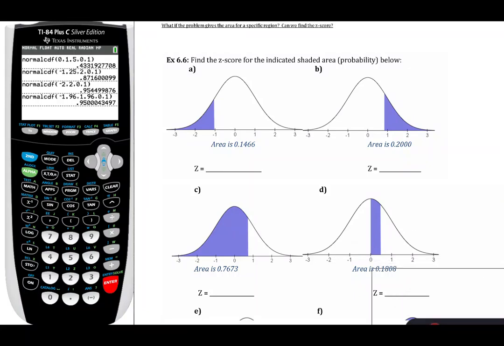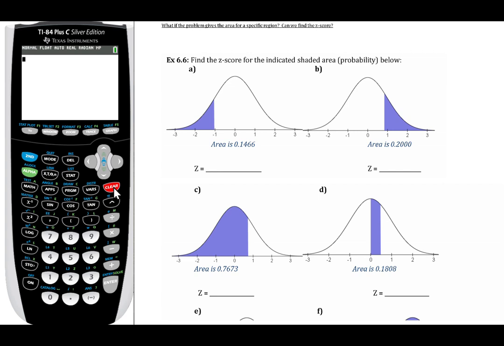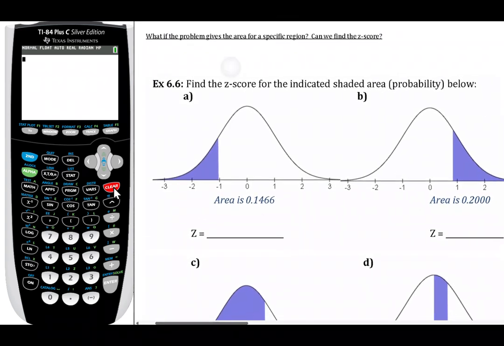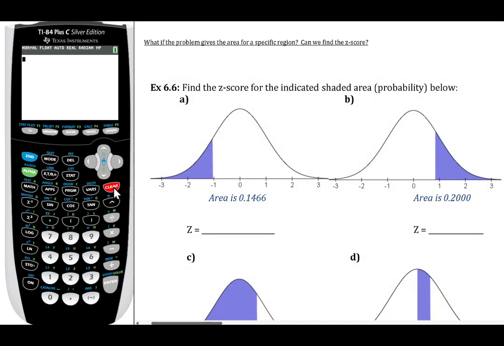Hello, in this video we will look at how we can use the TI-83 or TI-84 inverse norm function to find the z-scores for given areas under the normal curve. So the question we're going to ask is, what if the problem gives us the area for a specific region? Can we then find the z-score that would define that specific region?